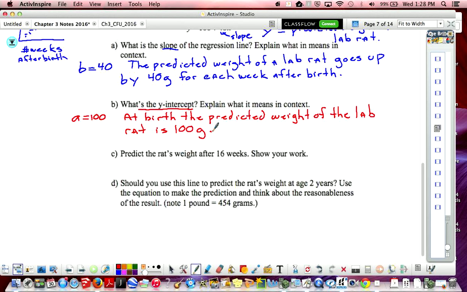All right, so now, are we okay with how we interpret slope and how we interpret y-intercept? I'm okay, you're okay? All right, good. We're all okay.